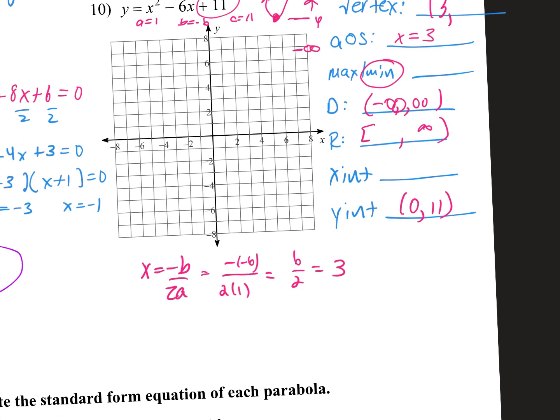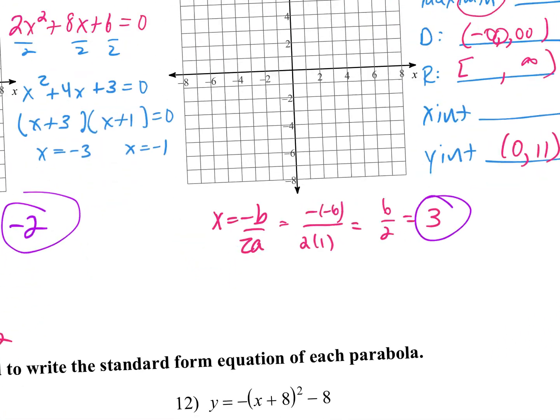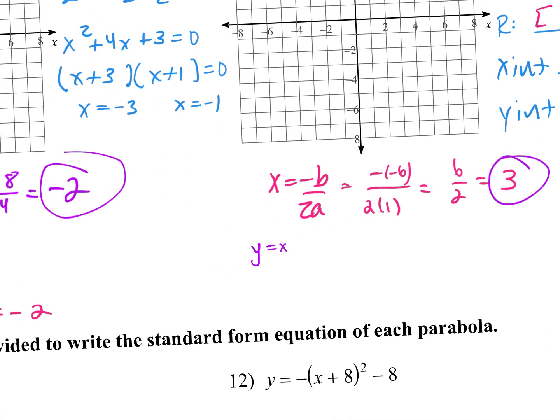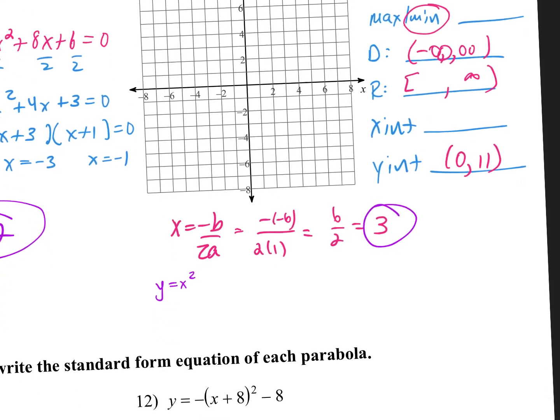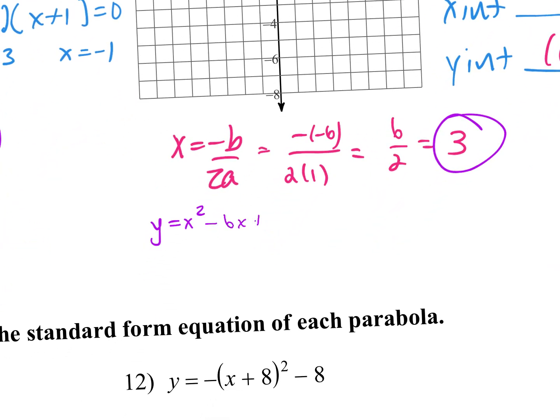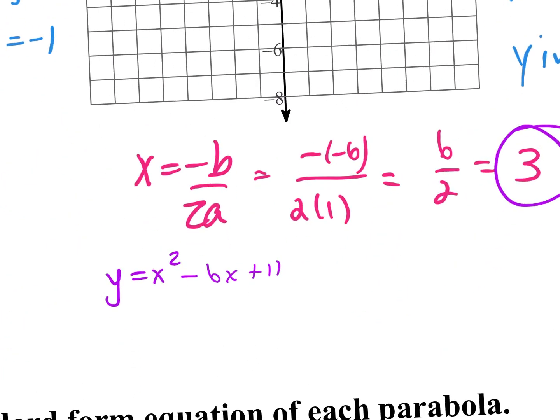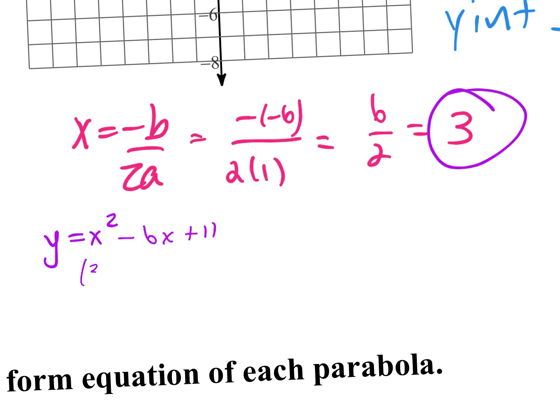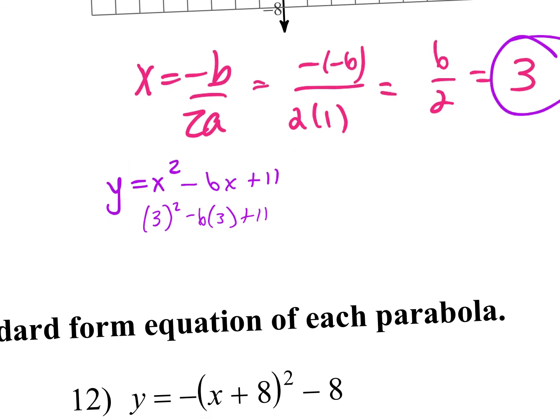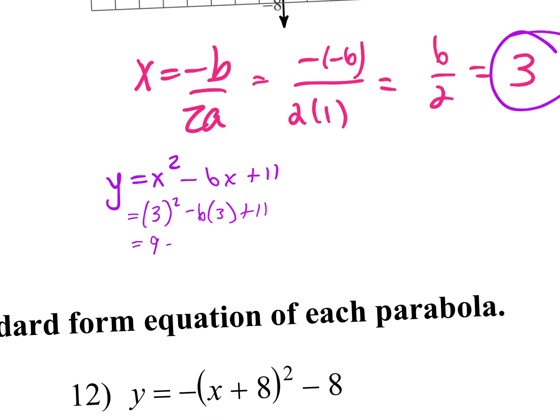So now to find all the y parts, the y part of the vertex, the y part of the range, the y part of the max and min, we take this value and we plug it into our equation. So y equals x squared minus 6x plus 11. Is that right? Yeah. So plug in 3. 3 squared minus 6 times 3 plus 11. 9 minus 18 plus 11. What's 9 minus 18? Negative 9 plus 11 is?